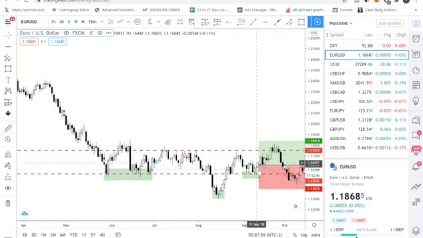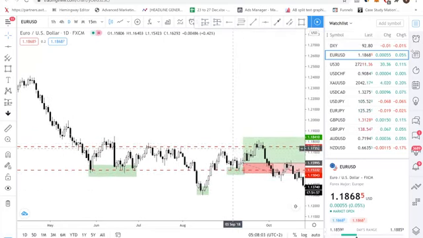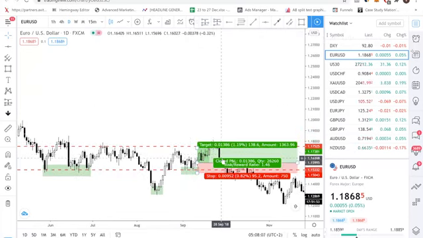Let me show you. Let's say you enter something like this and your stop loss is just below this low here. And of course your target is the recent high. You still get a very nice risk to reward of 1:1.46. So this is how you apply this MPE strategy.